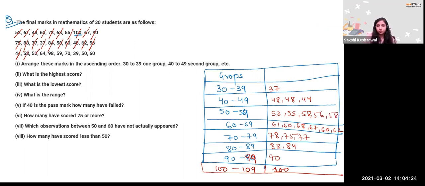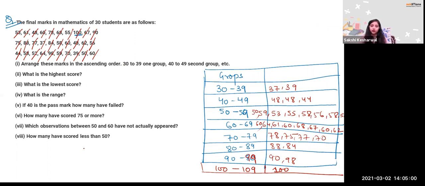Then again, 52 you have over here, right? Then you have 64, I'm writing 64 over here, right? 98 over here, right? 59 over here, right? Then you have 70, it's over here. 49 over here, 50 over here, and then 60 over here, right? So these are the things which we have written. Once you have written it down with a pencil, you can erase it and then write it in sequence, right?